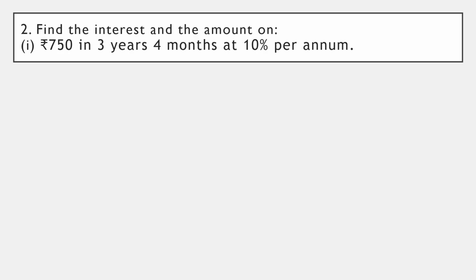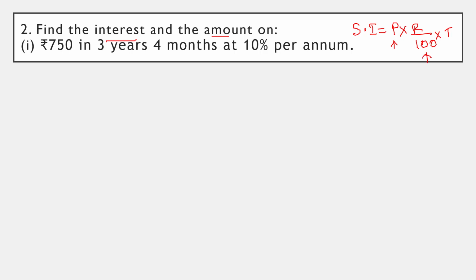For all the questions here, we are going to find the interest and the amount. We know what interest is, right? It's nothing but the simple interest formula, which is SI equal to P into R by 100 into T, where T is the time period, P is the principal, and R by 100 is the rate of interest in percentage.